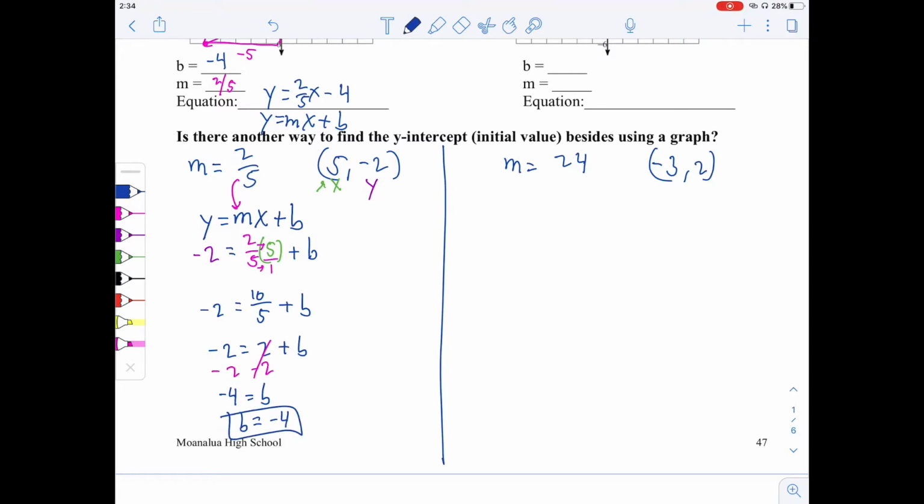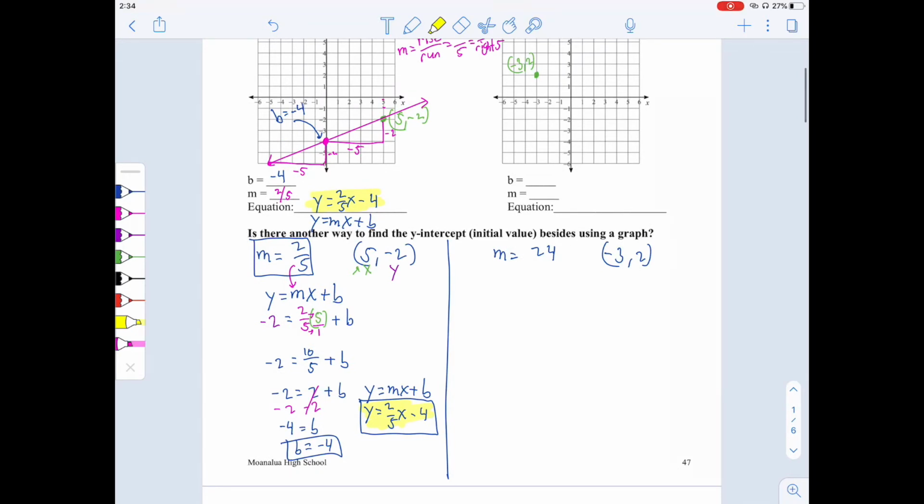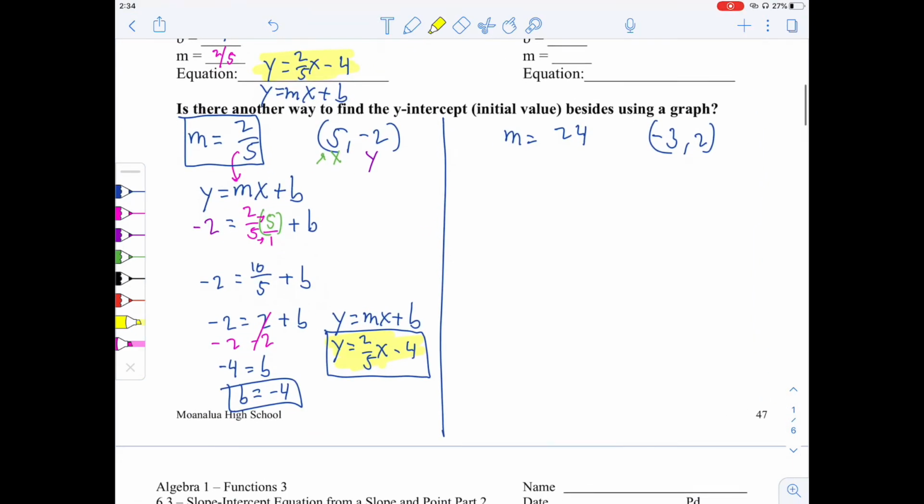So once we know our b is -4, we're already given the slope. So we can write it in y equals mx plus b form. So y equals our slope, 2/5 with the x, and our b is -4. And that's our equation. And if you look at it, it compares exactly with what we had, either way. So whether you do it by the graph or the solve for b method, you should get the same answer. Okay, so let's try the second one.